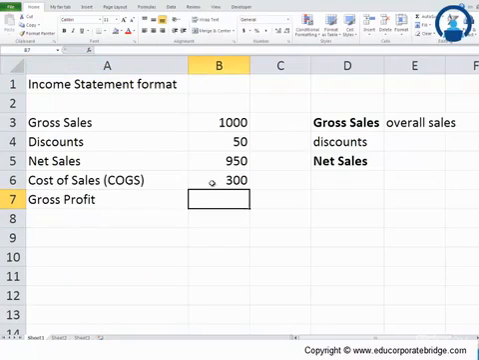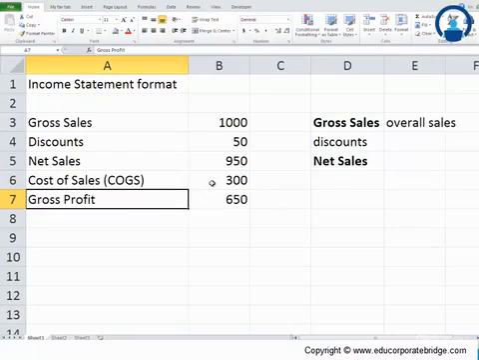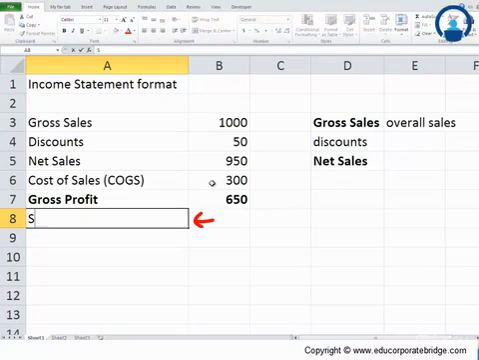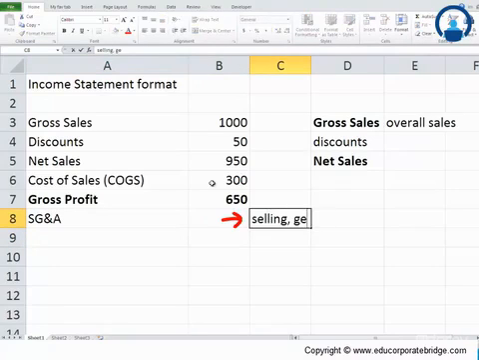Gross profit is defined as net sales less the COGS, or cost of goods sold. So what we have seen in this case is gross profit is $650. Please note that these are very important terms. Gross profit is one of the most important terms that an analyst or anyone who is an investor should track. After the gross profit, what we have next is the selling, general and administrative cost. We also call that SG&A, selling, general and administrative costs.